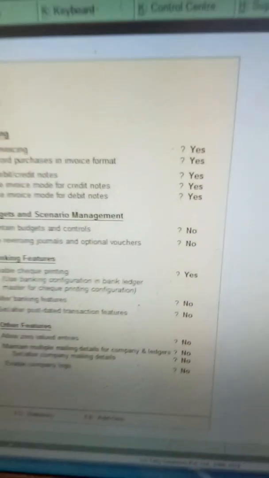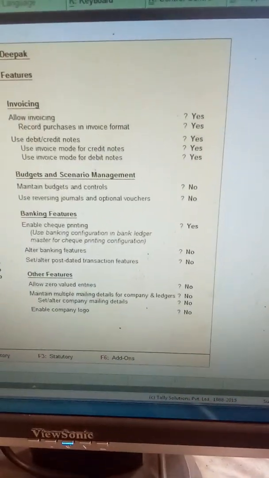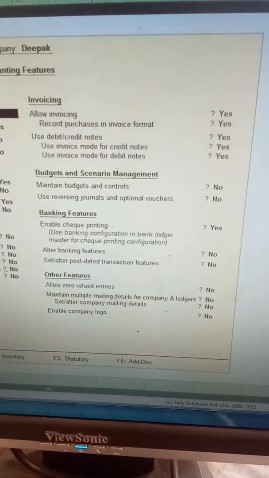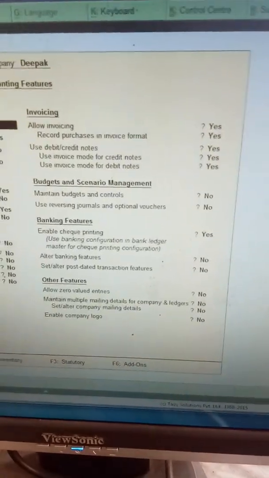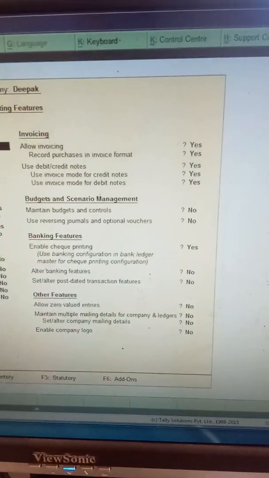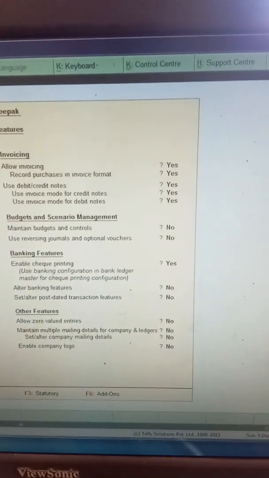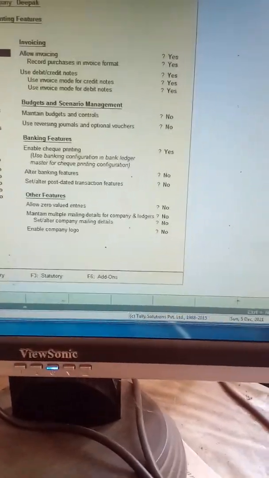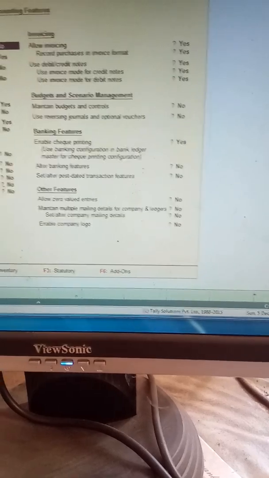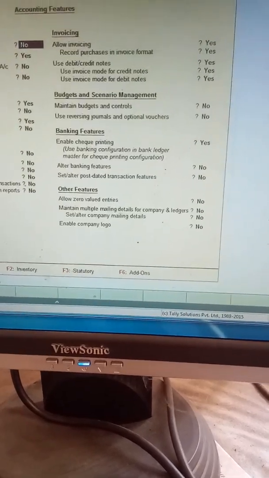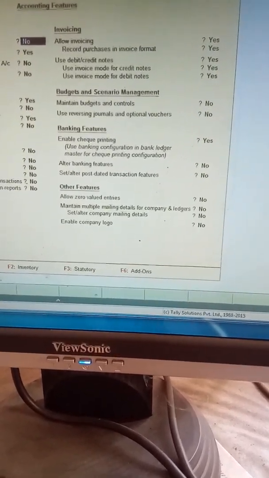See, my dear students, if it is no, it won't show debit note and credit note. You have to activate yes. Okay, use debit and credit note. Yes. See, my dear students, sometimes if it is no, you have to press yes. Use invoice mode for debit note. Yes. Means, my dear students, you have to activate debit note and credit note. Unless you activate debit note and credit note, it won't allow you to do the programming.